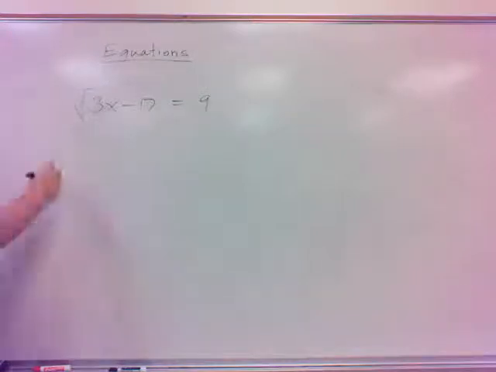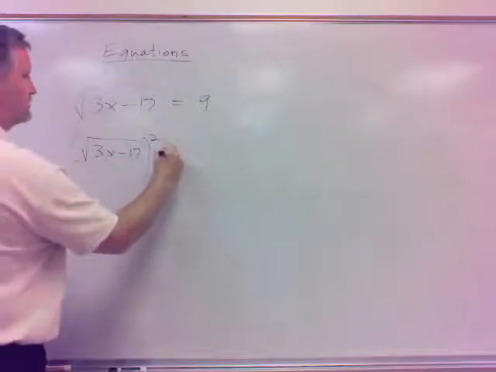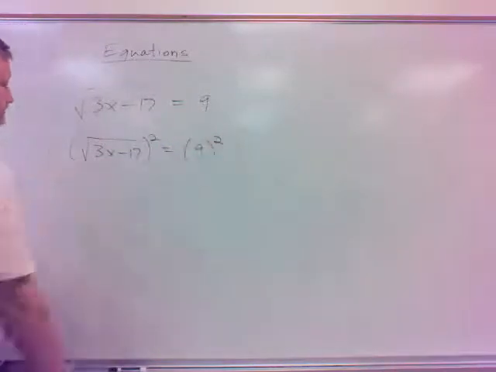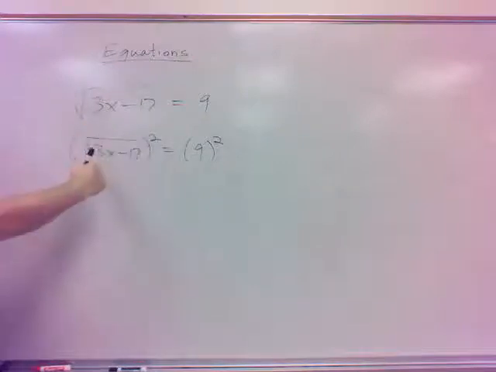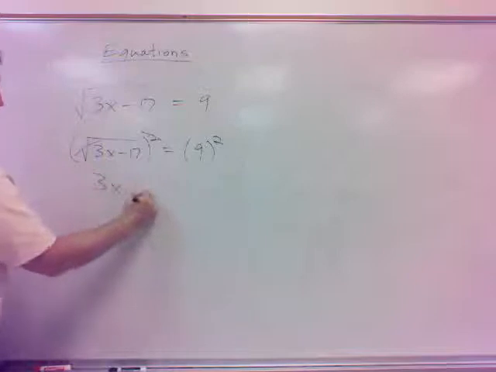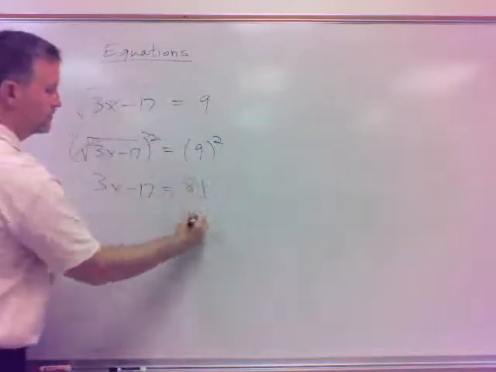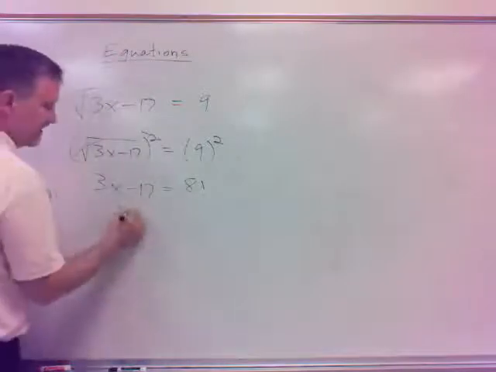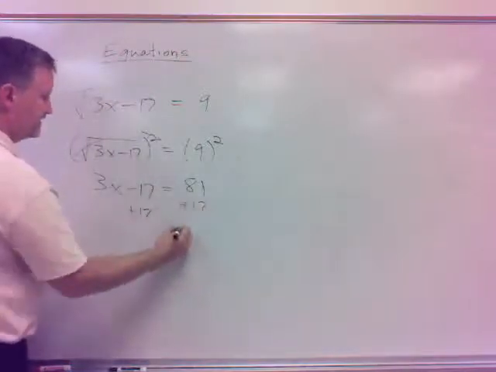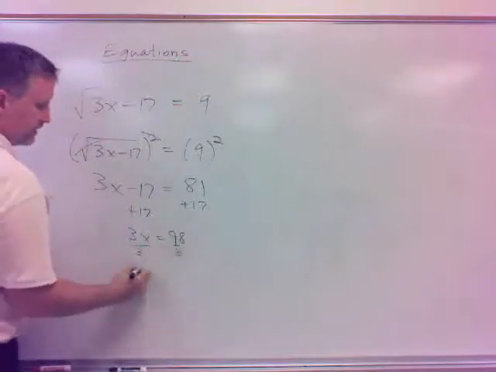Square both sides. In this case, I'm going to square both of the sides, because that will undo this square root, won't it? The square and the square root cancel out, so we get 3x minus 17. Then over here we get 81. And then we can just solve that as needed. Add 17, 3x equals 98, divided by 3, 98 thirds.